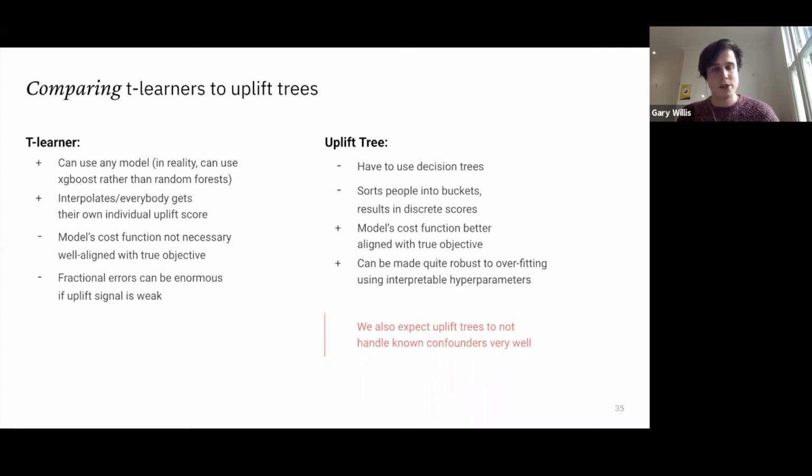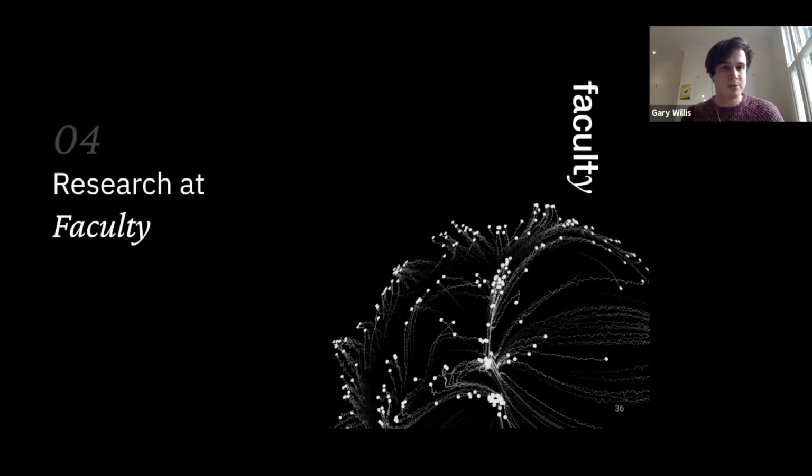By no means will T-learners handle them perfectly, but my intuition is that if you have a bit of confoundedness in your data, the T-learner will be more robust than the uplift tree. But unfortunately, I don't have any data to back that up just yet, so it's just a hunch for now.